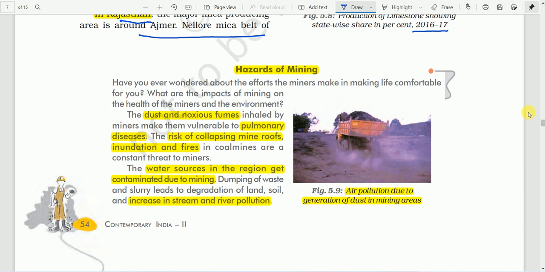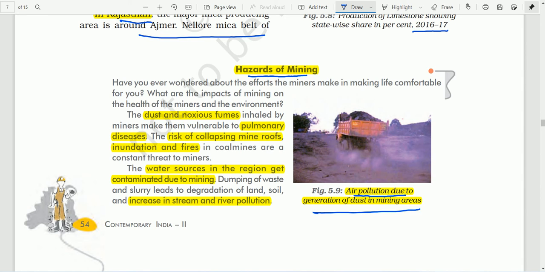Next, we have the box on hazards of mining. Let us read. When we have mining activities, just see the photograph, figure number 5.9. So many smokes and dust particles are generated. That is air pollution, air pollution due to generation of dust in the mining areas. And because of this, so many hazards are there.